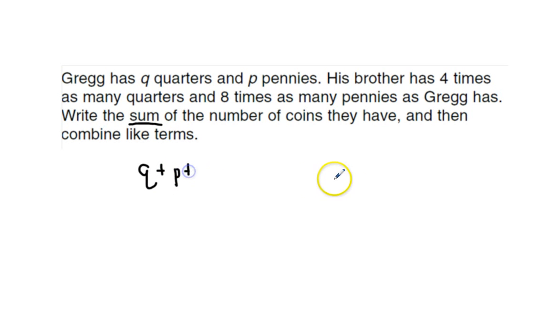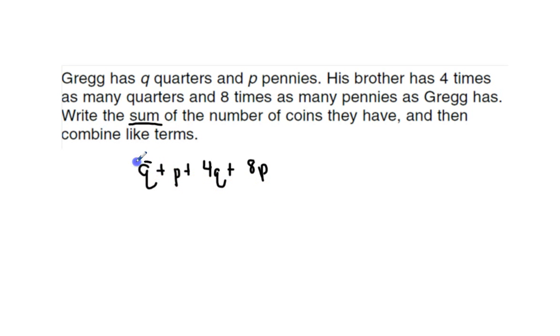Plus, his brother has 4 times as many quarters. So 4 times the quarters means 4Q. So he has 4 times as many quarters as Greg. Plus, he has 8 times as many pennies. So that's 8P for his brother. So they wanted the sum and combining like terms.